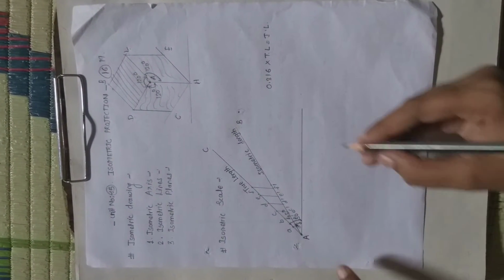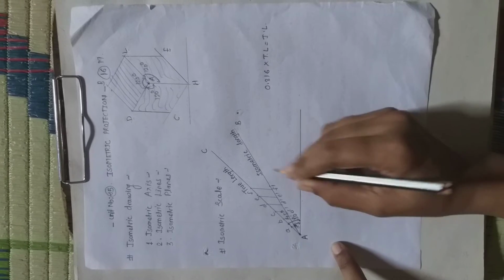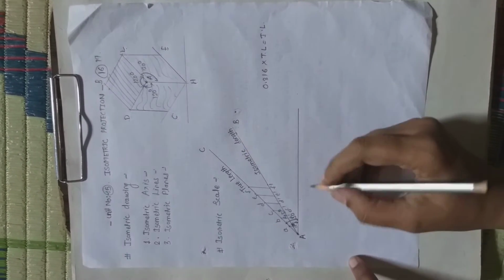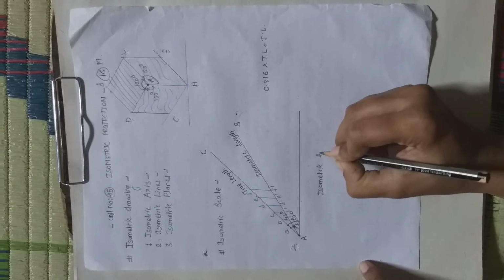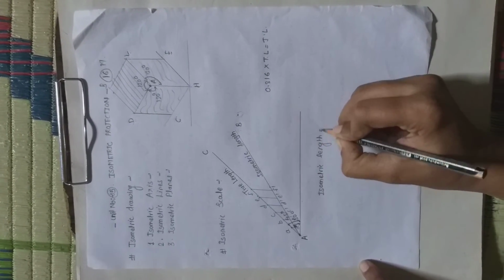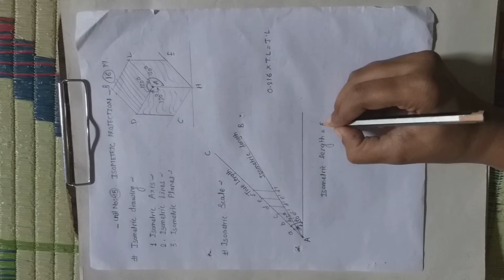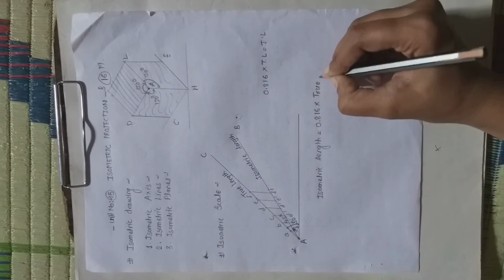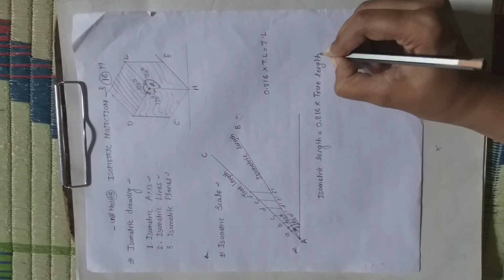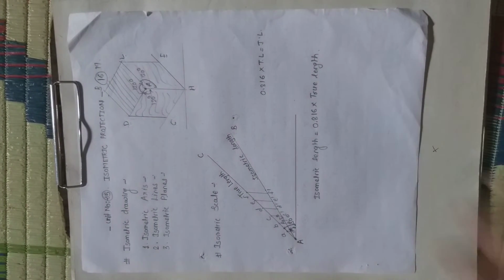Means every time for getting the isometric length, one factor is there, 0.816 into true length. Okay, this is very important.